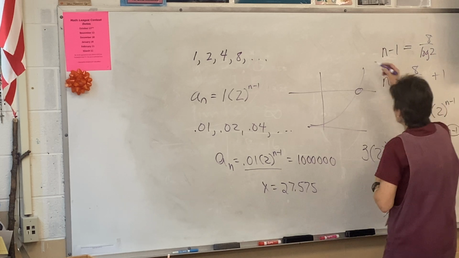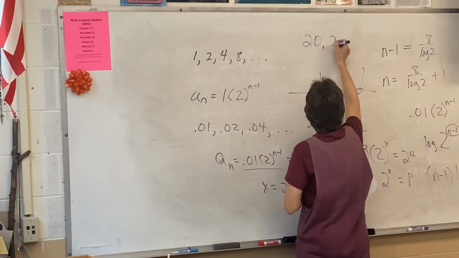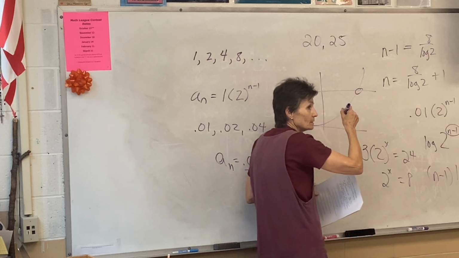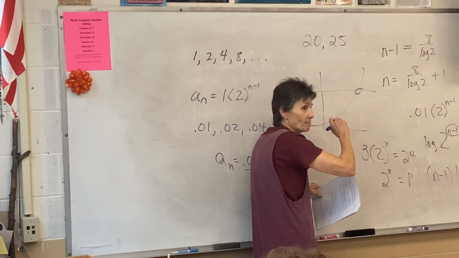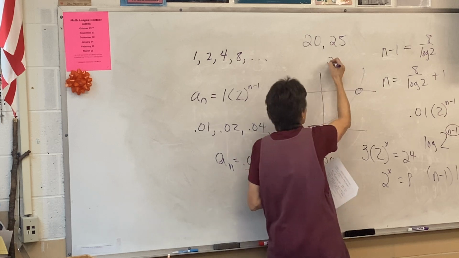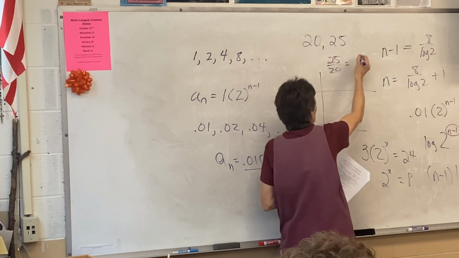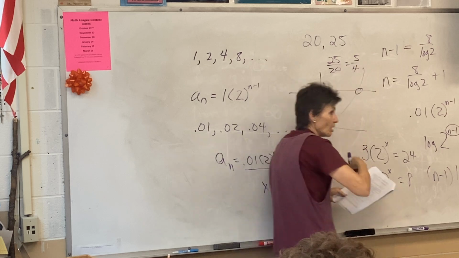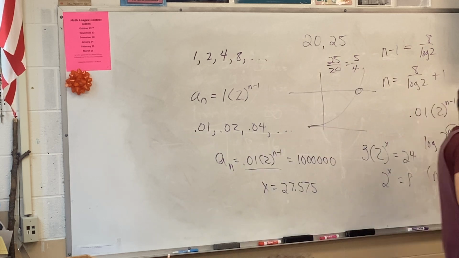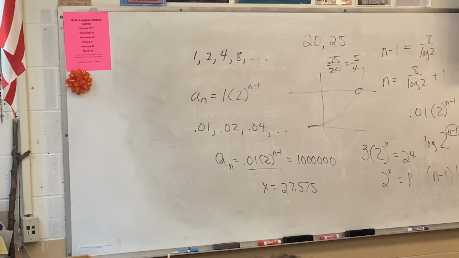We went from 20 to 25. What are we multiplying by? That's easy. 25 over 20. What does that reduce to? 5/4. Our ratio is 1.25. We multiplied by 1.25. So the answer is B. Got it?